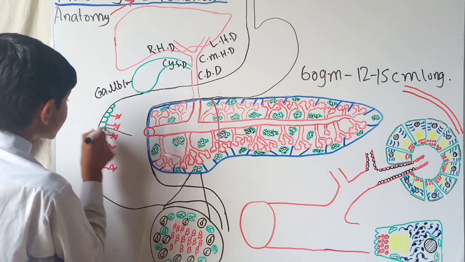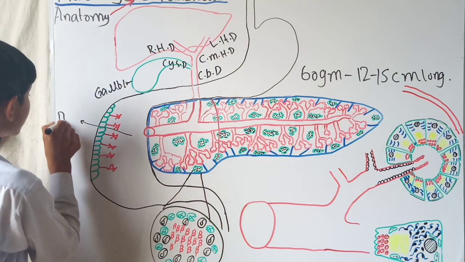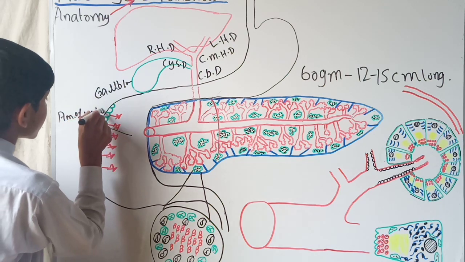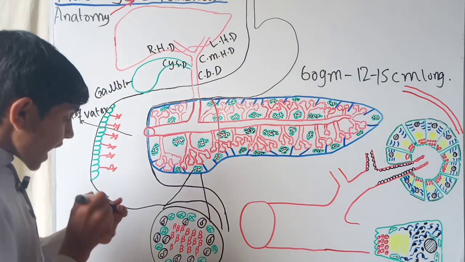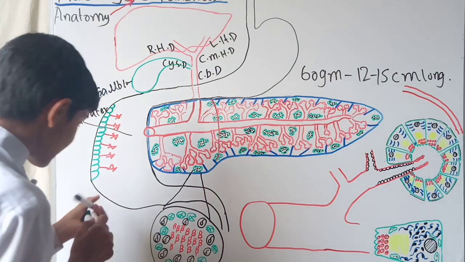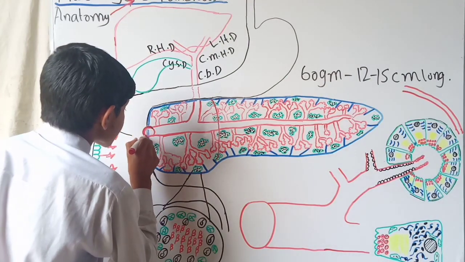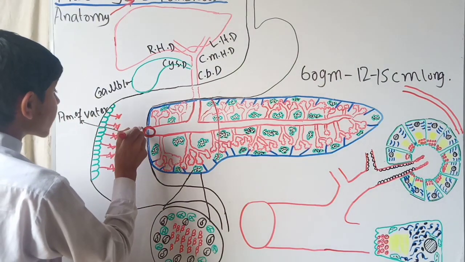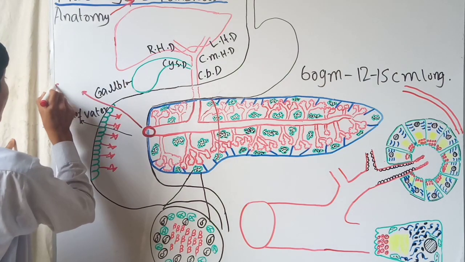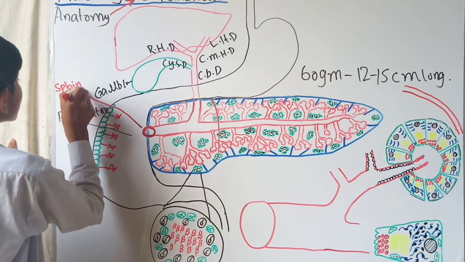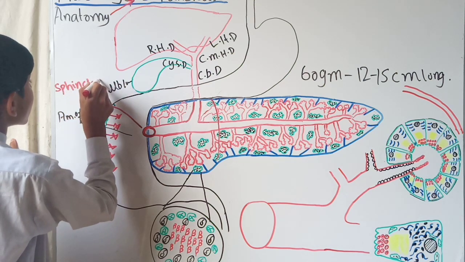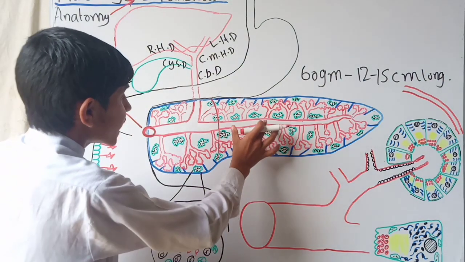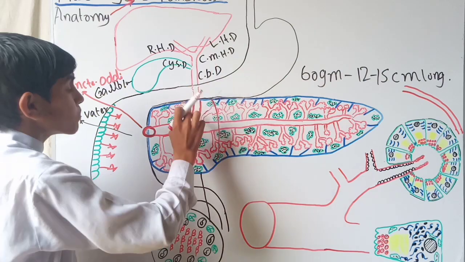This portion is called ampulla of Vater. Okay, this portion is called ampulla of Vater. And of course there are some muscles. You can see here, these muscles are called sphincter of Oddi. These muscles are involved in a very basic function: they regulate the secretion of the pancreatic juice and the secretion of the common bile duct.